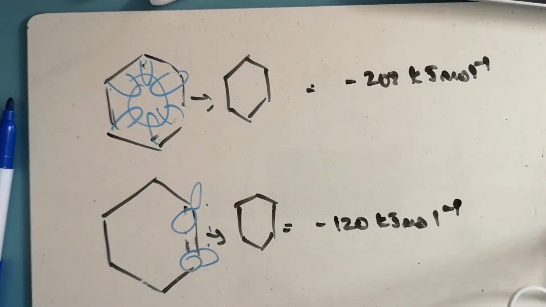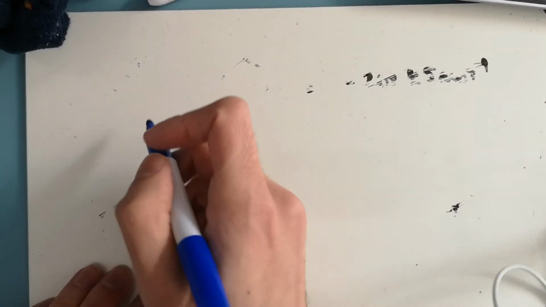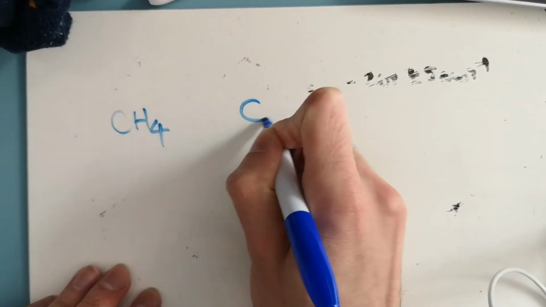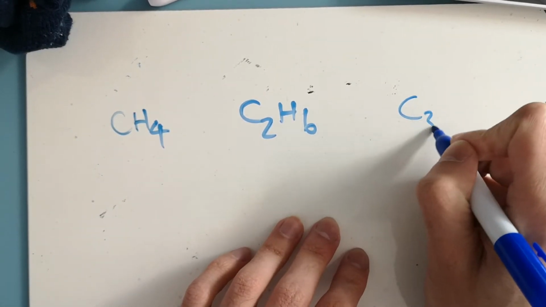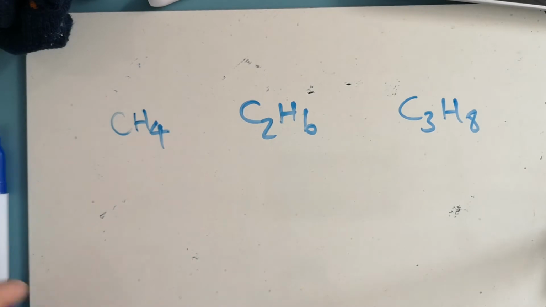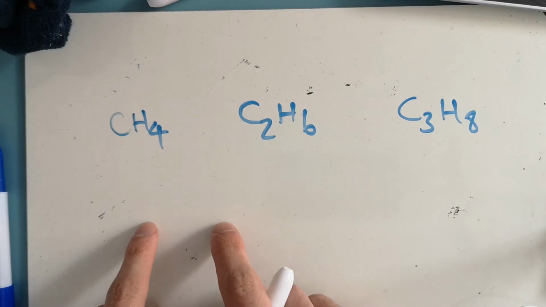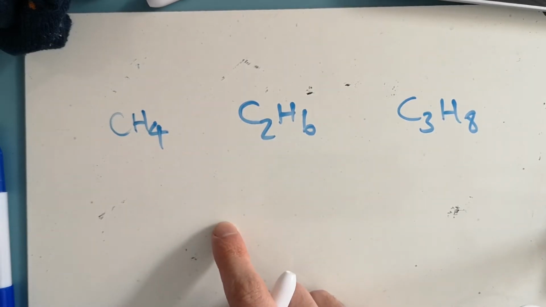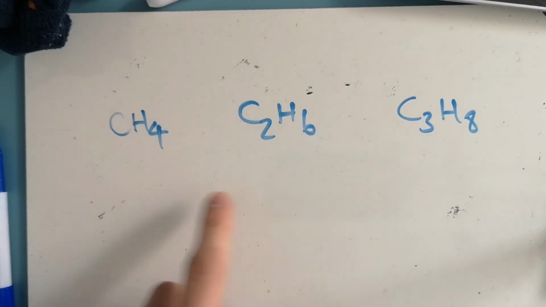So, into A, suggest explanations for the following points: that as alkanes get bigger, their boiling point increases. So we take CH4, C2H6, and C3H8. So we've got here methane, ethane, and propane, and we want to know why the boiling points increase. And that's purely to do with the number of intermolecular forces increasing.